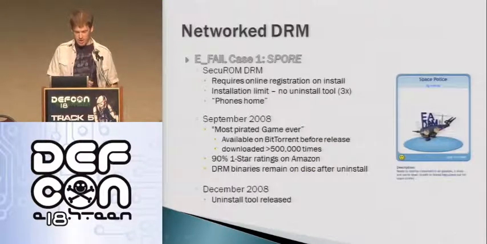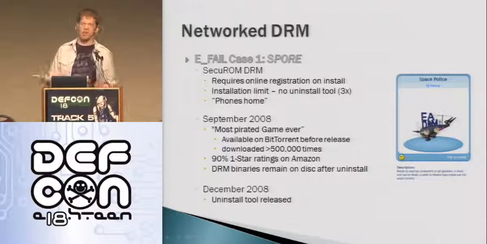Now, network DRM has had a couple of spectacular failures, and I'll go through a couple of those because they're quite amusing, and it also shows that they just don't learn. The first one that I want to bring up has been extensively in the media, so I'll gloss over it: Spore. It uses the SecuROM DRM, and the main idea here is that it requires an online registration and install, and it has an install limit, which should already ring all your bells.